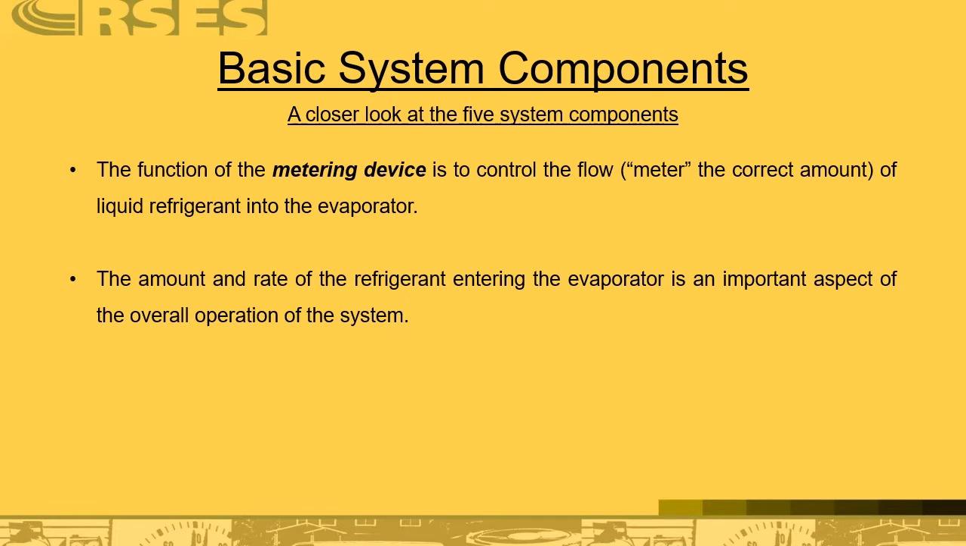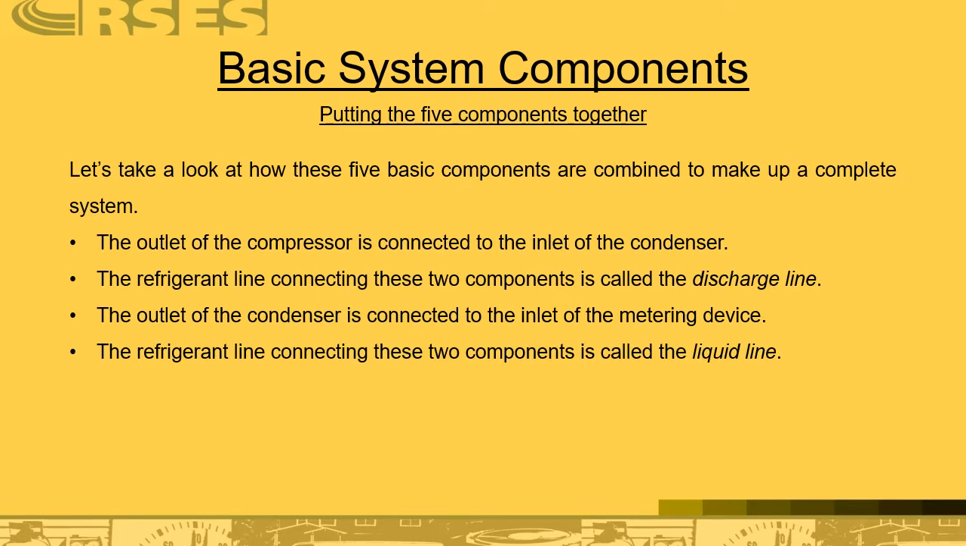The function of a metering device is to control the flow of the correct amount of liquid refrigerant into the evaporator. The amount and rate of refrigerant entering the evaporator is an important aspect of the overall operation of this system. Putting the 5 components together, let's take a look at how these 5 components are combined to make up a complete system.